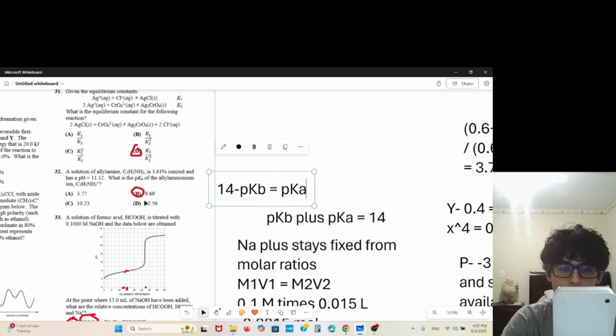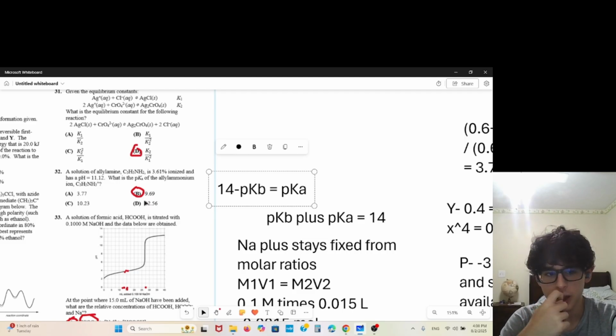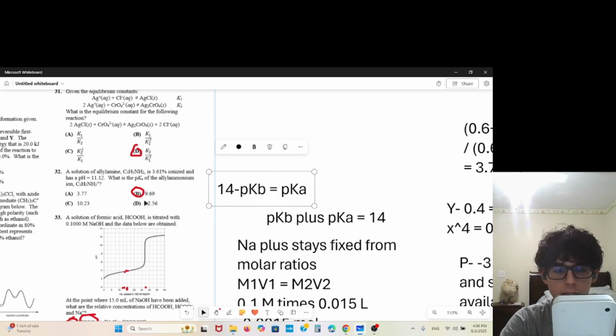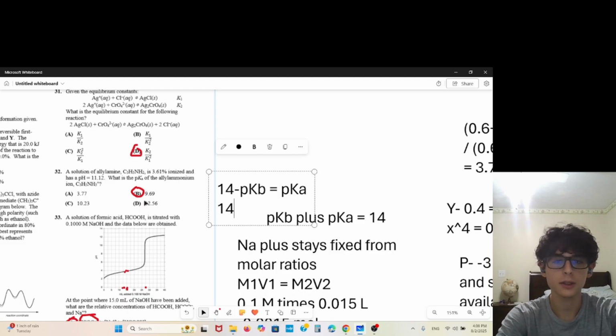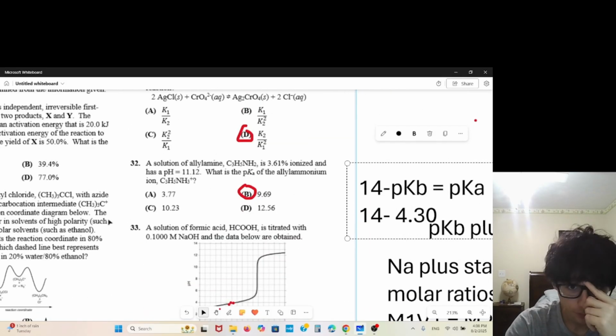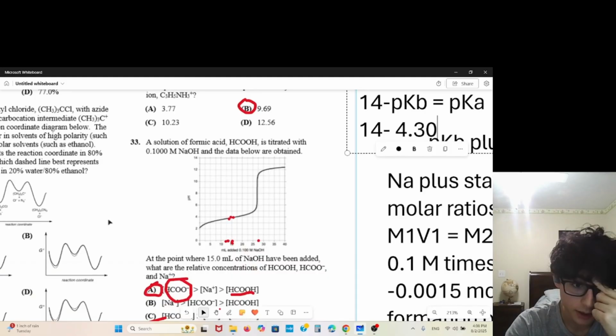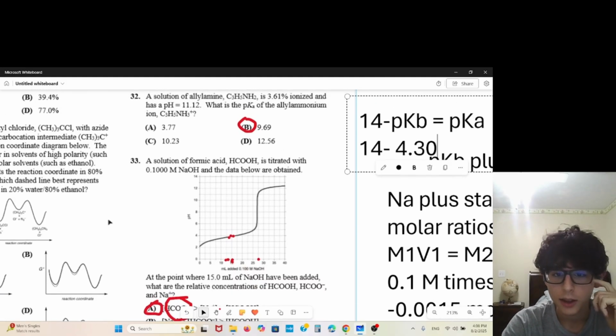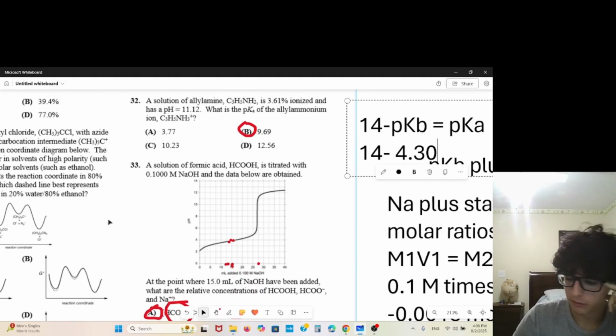All right. So we get 4.9 times 10 to the negative 5 as an equilibrium constant, and we take the negative log of that and subtract from 14. So we get 14 minus 4.3, which is 9.7... 33. Right. Okay. I'm going to let you guys read this and look at the diagram.